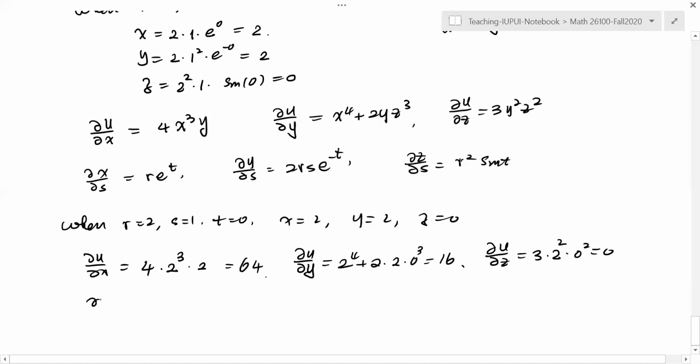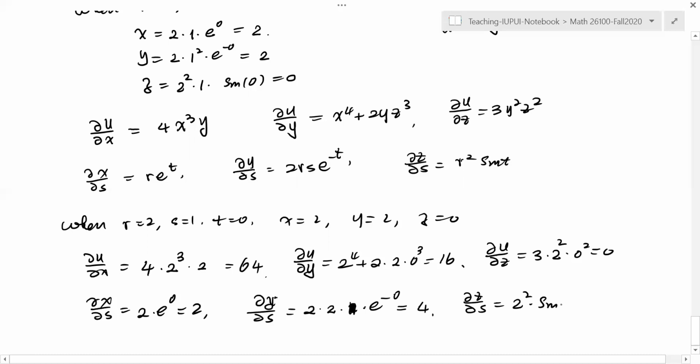Just step by step. When you calculate this partial derivative, r is 2, e to the 0, that's 2. The partial derivative of y with respect to s is 2 times r times s, and s is 1, times e to the negative 0, and that is going to be 4. I think the last term is going to be 0, because it's r squared sine 0, so it's 0.